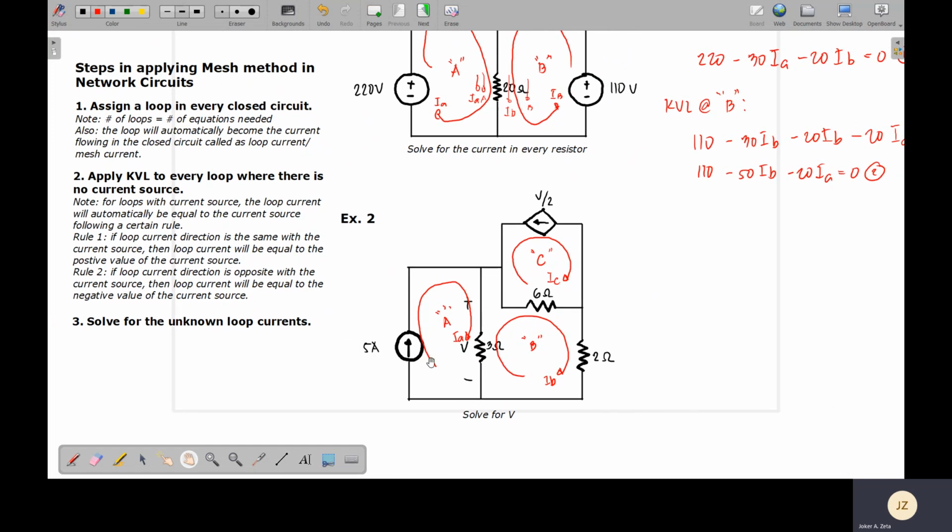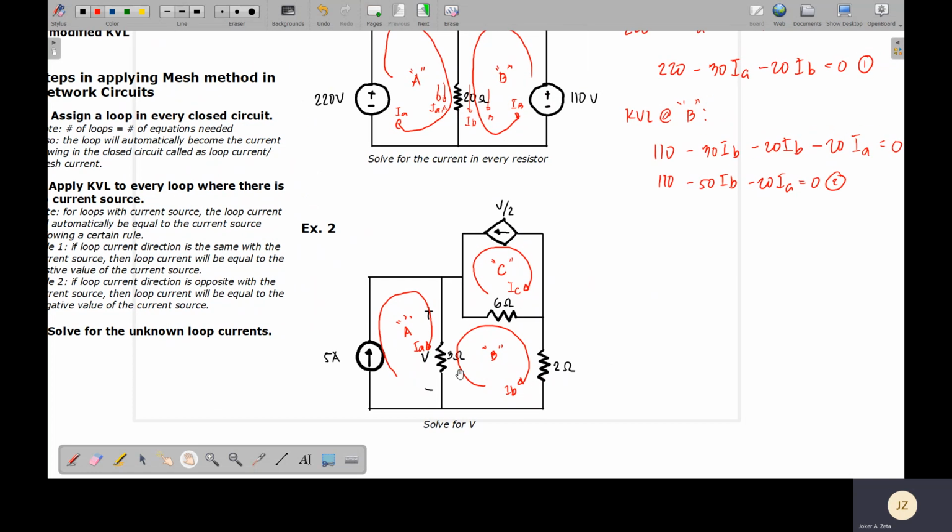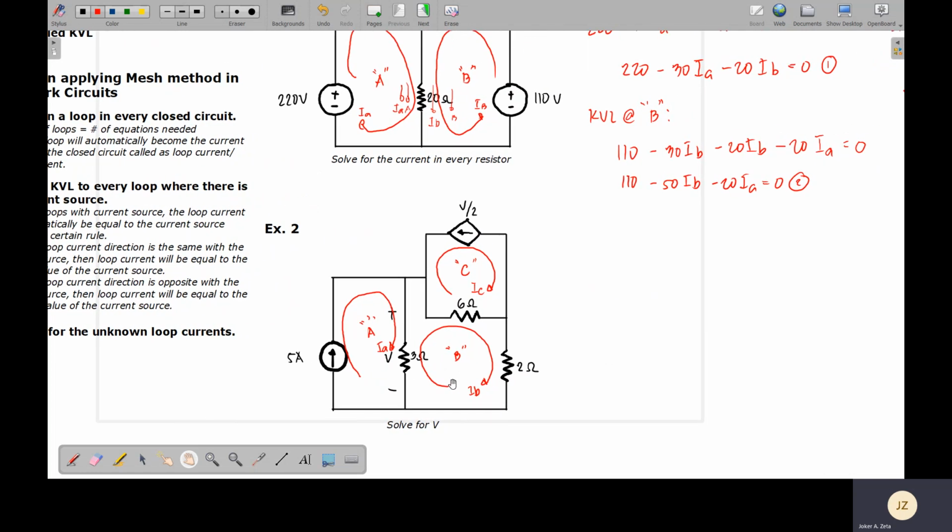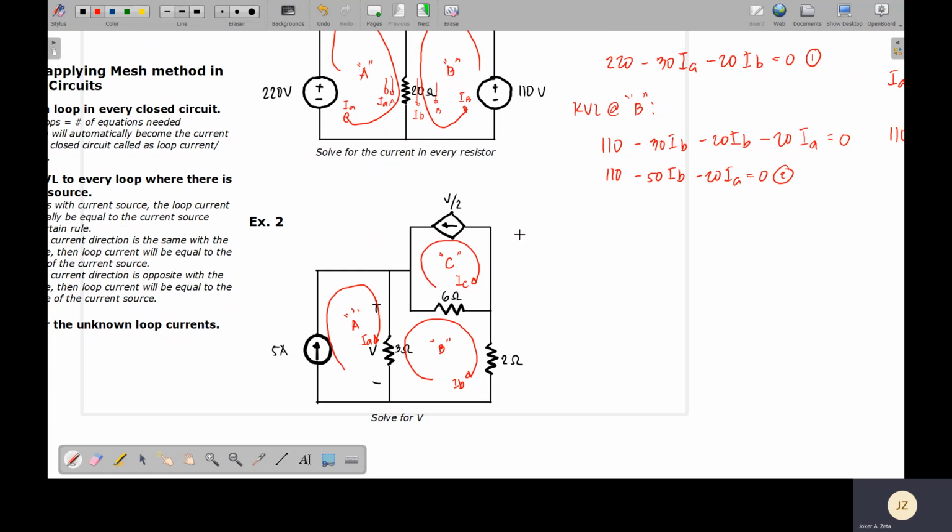Now, let's start with the loops with the current sources, because this one is much faster compared to applying KVL. So, at loop A, again, since there is a current source, supposedly your loop current IA should be equal to your current source.